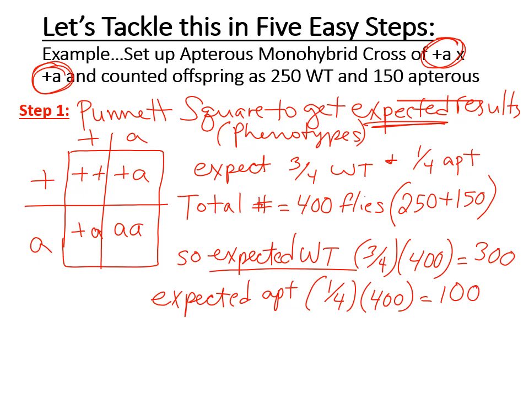And you could think of this using the English language and math. Whenever you say "of", notice I said 1/4 of 400, 3/4 of the total offspring, that tells you multiplication, okay? So in order to get expected, you do a Punnett square and you multiply the fraction of each phenotype by the total, okay?